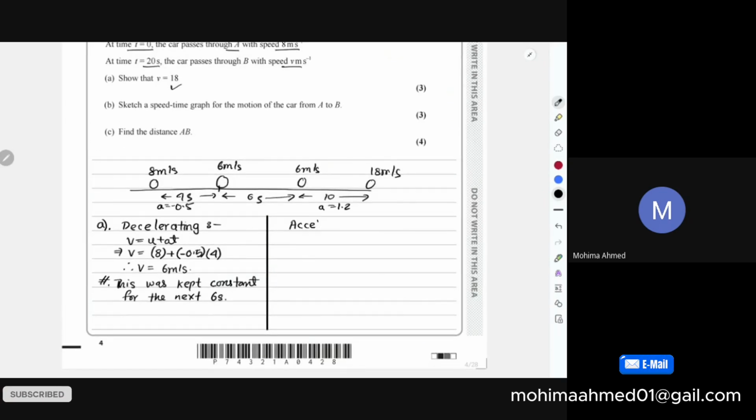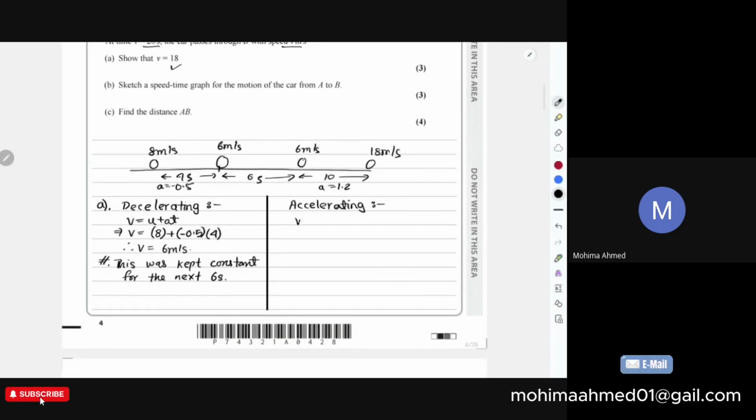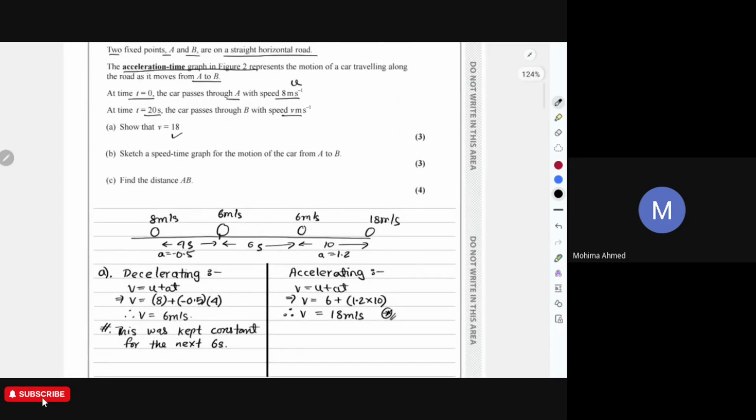After this, continue with the accelerating part. For the accelerating part, you have v equals u plus at. Now u is 6, right? So 6 plus 1.2 into 10, and that's going to be 18 meters per second. So this is what we had to show in part A by calculation. Any problem from part A calculation?